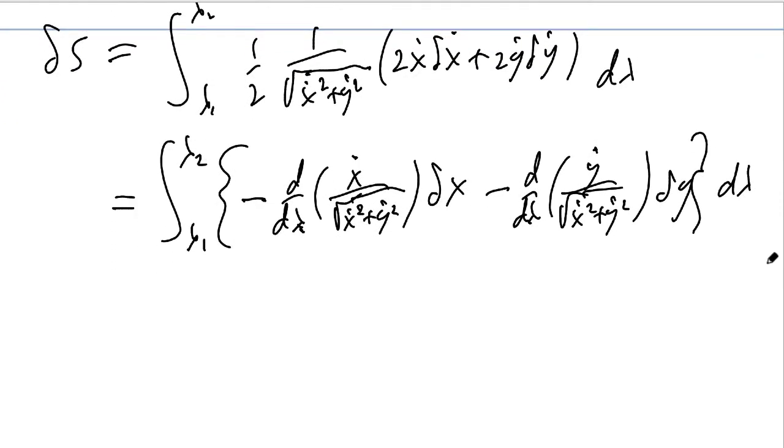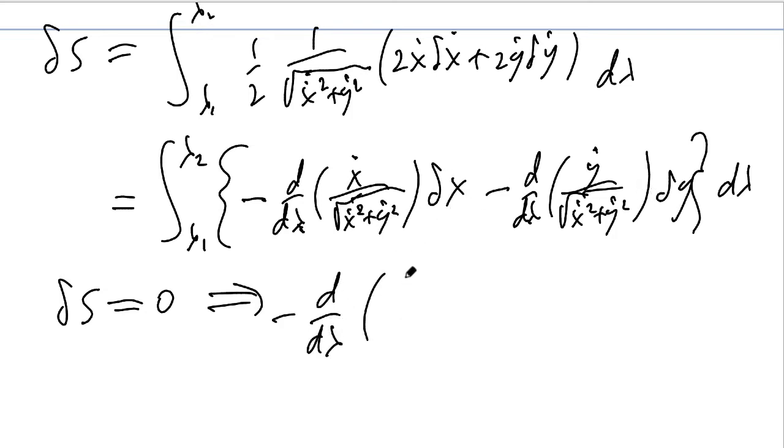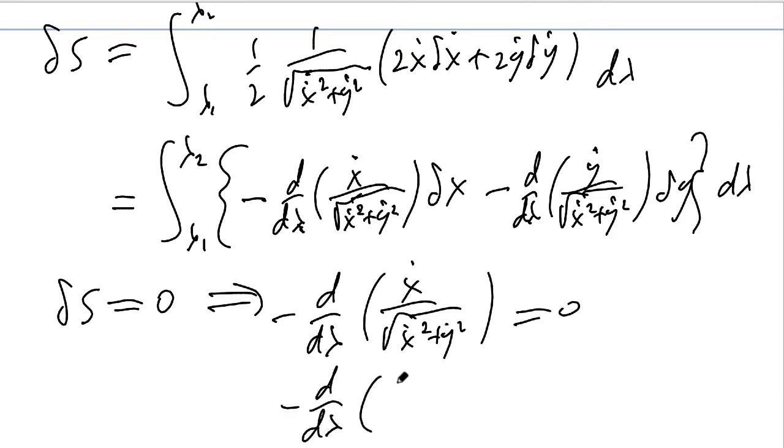Okay, so now the argument is for delta s to be 0 with respect to arbitrary variations in x and y, then it must be the case that the coefficients of delta x and delta y must vanish. So this is equal to 0, and likewise d by d lambda acting on y dot divided by the square root of x dot squared plus y dot squared equals 0. Okay, so here are our two second-order differential equations for x of lambda and y of lambda.